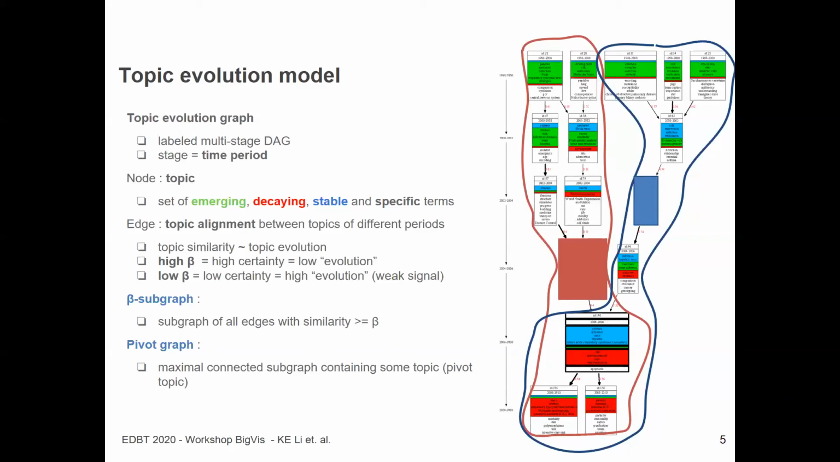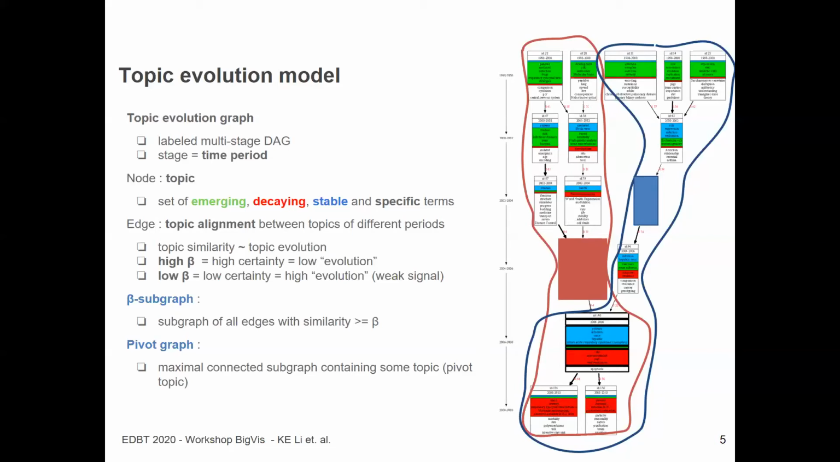We use topic similarity to represent topic evolution and the threshold beta to filter evolution graphs with respect to their evolution degree. For instance, a higher beta value filters subgraphs with lower evolution degree, because topics are more similar in the graph. But subgraphs filtered by a low beta value can contain both high evolution patterns and low evolution patterns.